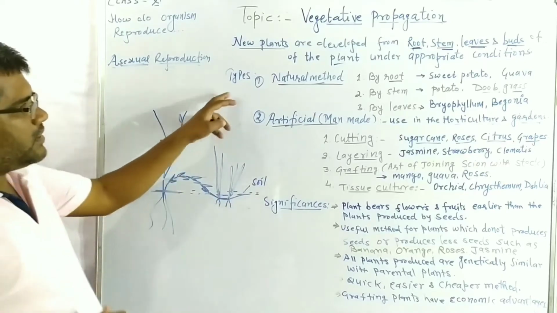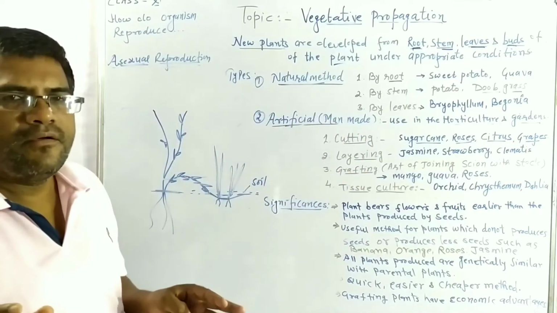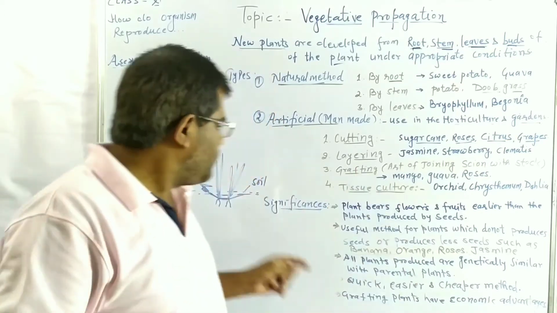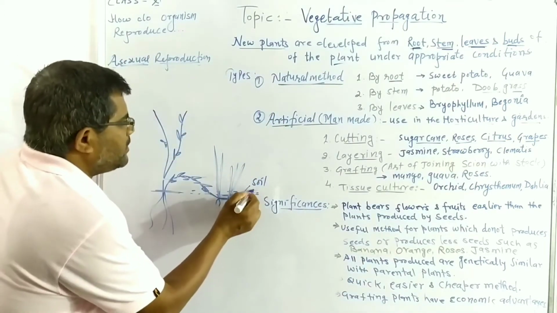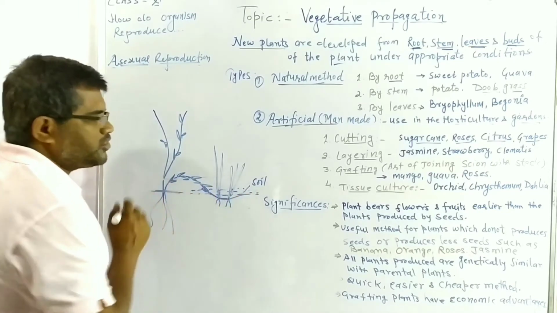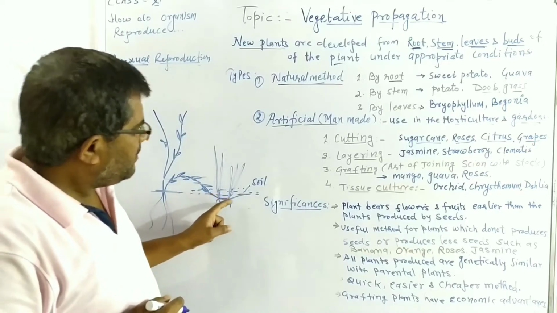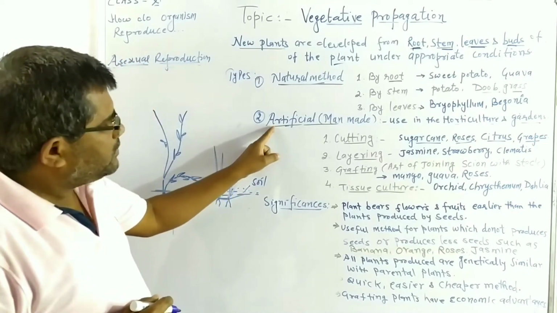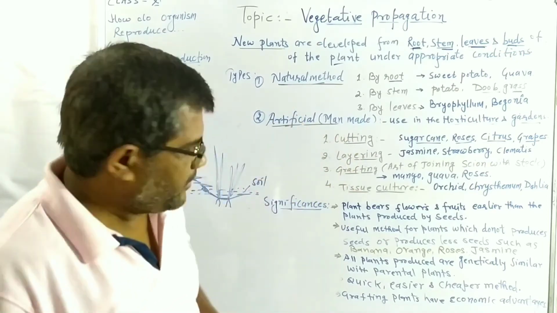In cutting, pieces you have made, but here you are not detaching the branch of the plant. This is attached with the parental body, but when it is bending down, it is covered by the moisture soil, and once you cover it with the moisture soil, then new plants are developed. So this is the layering process of vegetative propagation.